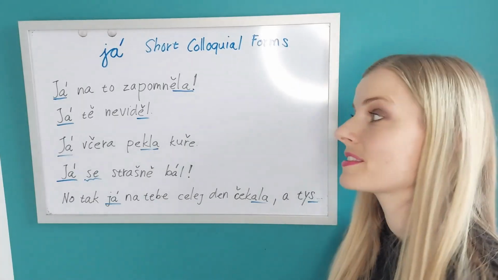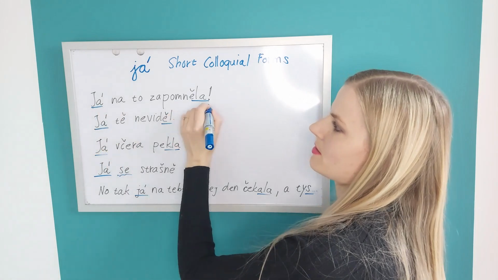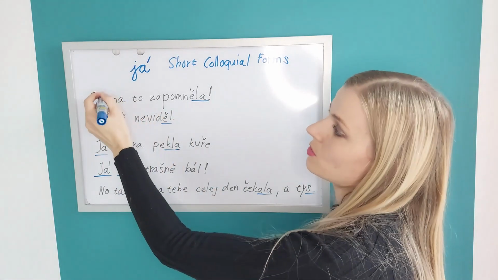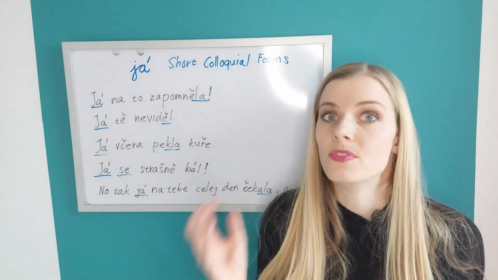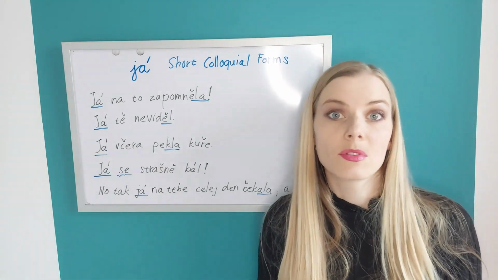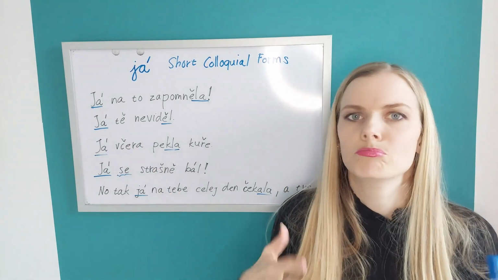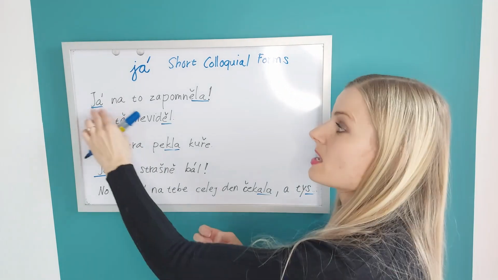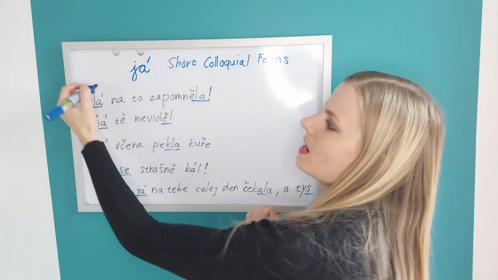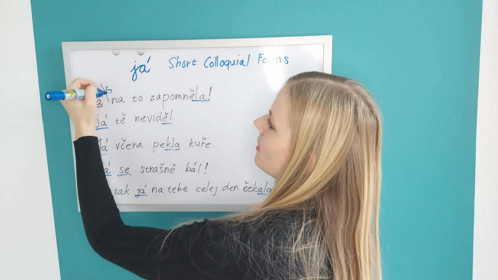Let's do a quick exercise. I'm going to read this sentence and then you are going to include the auxiliary verb. And then I will wait a few seconds and then I will reveal how it will be in the proper Czech. Very easy. Já na to zapomněla. Já jsem na to zapomněla.